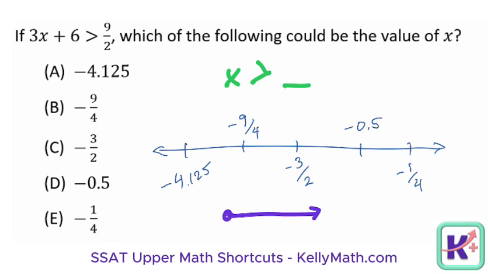The solution to the inequality would have to be somewhere between -1/4 and -0.5 in order for us to only have one answer. That means all we need to do is choose the largest answer. In this case, it's E, -1/4. If solving the inequality would give us x is less than a number, we would choose the smallest answer, because then the arrow would be pointing to the left.